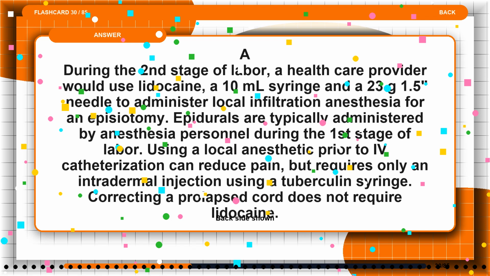The answer is A. During the second stage of labor, a healthcare provider would use lidocaine, a 10 mL syringe, and a 23-gauge 1.5-inch needle to administer local infiltration anesthesia for an episiotomy. Epidurals are typically administered by anesthesia personnel during the first stage of labor. Using a local anesthetic prior to IV catheterization can reduce pain, but requires only an intradermal injection using a tuberculin syringe. Correcting a prolapsed cord does not require lidocaine.